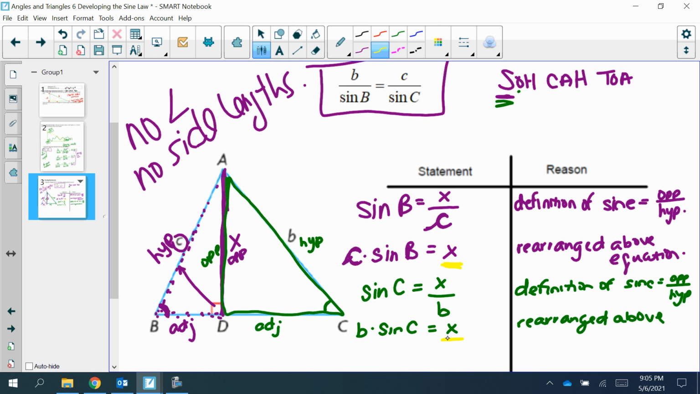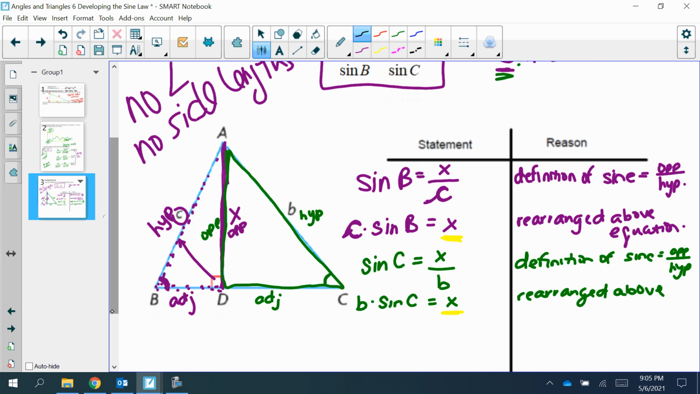So these are both equal to x. So we know if they're equal to the same thing, we can set them equal to each other. We would have seen that called the transitive property. So we can set them equal to each other since they are both equal to the same thing. So now what I'm going to have is c times the sine of b equals b times the sine of angle c.